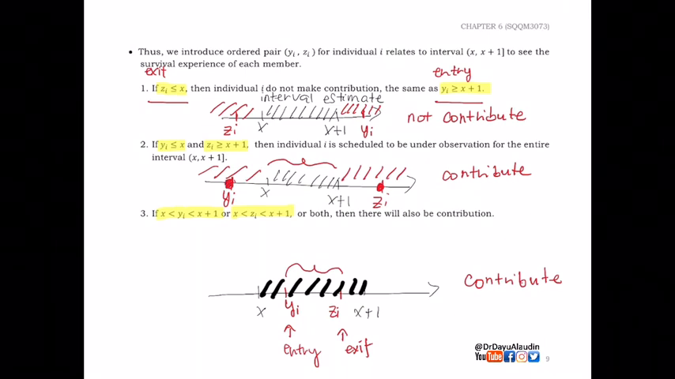So this one, even though it starts before the interval estimate and ends after the interval estimate, still they share the same period for a certain point. This one, for the first one, they do not share any point. So we consider it does not contribute.